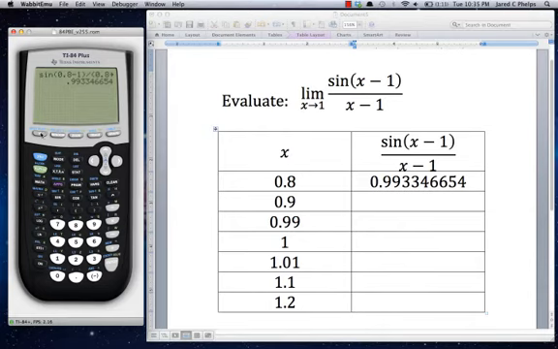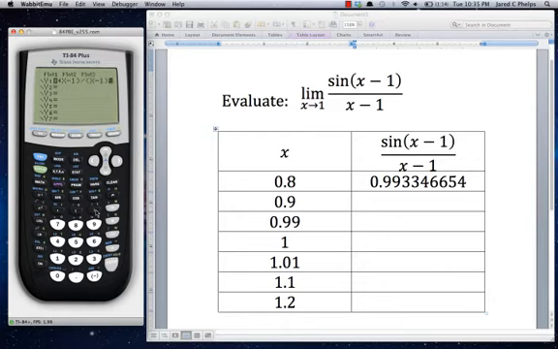We're going to hit y equals. Now you guys have used y equals. You've always used it for graphing. Hit y equals. I'm going to do something different. I'm going to type my function in there. I'm going to type in the sine of x minus 1 divided by x minus 1. Okay, and there it is. Now I'm going to do something strange.